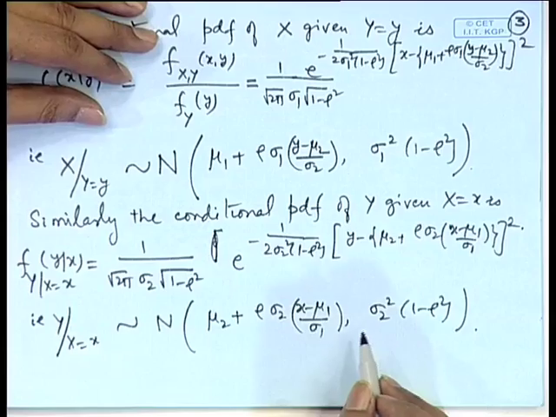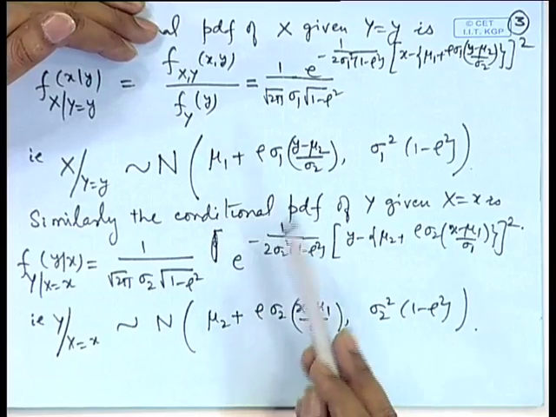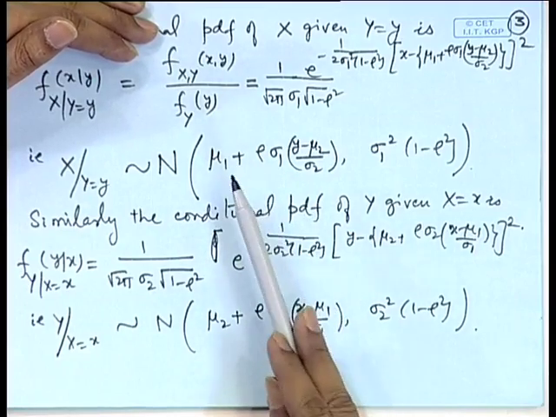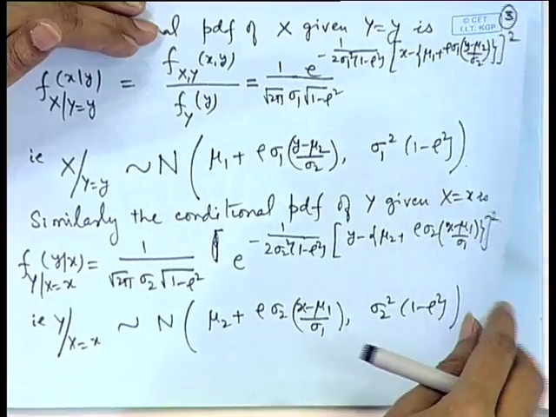So, we conclude that if the joint distribution is bivariate normal, the marginals as well as the conditional distributions are univariate normal. Now, the converse of this is also true. If the conditionals and the marginals are univariate normal, the joint distribution will be bivariate normal. So, this is also a characterizing property of the bivariate normal distribution.